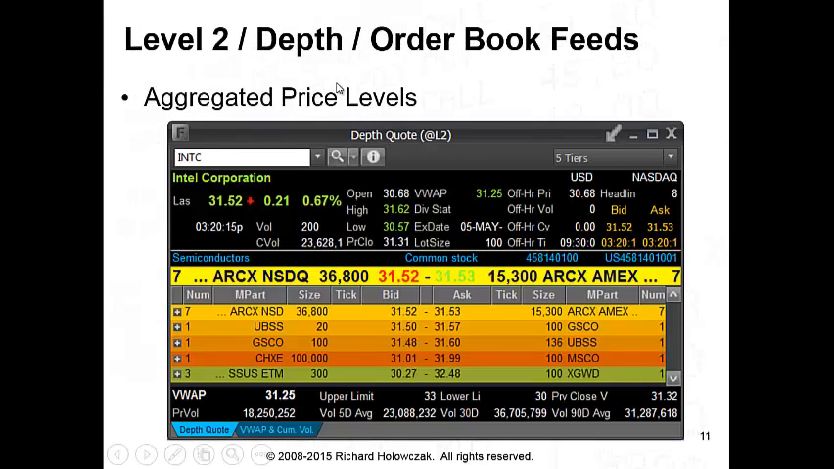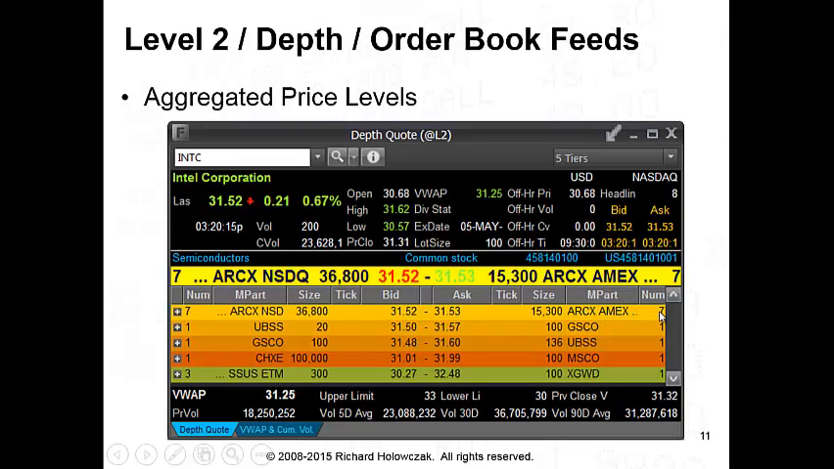Now we can talk about level 2, what we sometimes call depth or order book. Here again, we've got one example where the depth of the market is shown, but the orders are aggregated. That's what this number is showing over on the left-hand side. When I took this screenshot, there were 7 orders all sharing the same bid price of 31.52, and the total of those 7 orders comes to 36 lots. Again, that should match what the level 1 bid is showing.